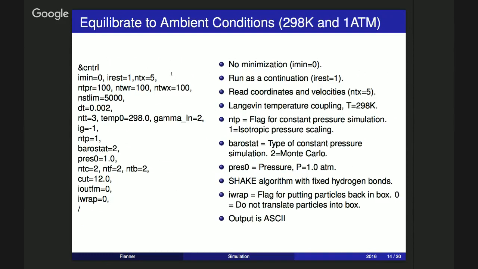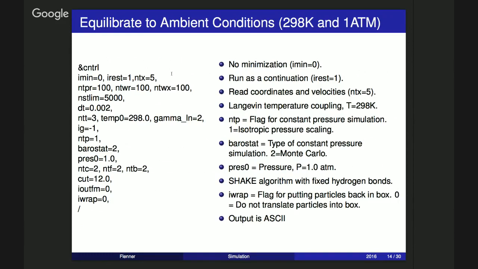Okay, the barostat. There are different ways, once again, to change this pressure, just like there are different ways to change the temperature. This one uses what's called the Monte Carlo algorithm. Okay, this is the pressure that you want it to be at. And the units are atmospheres, so you want to go one atmosphere.